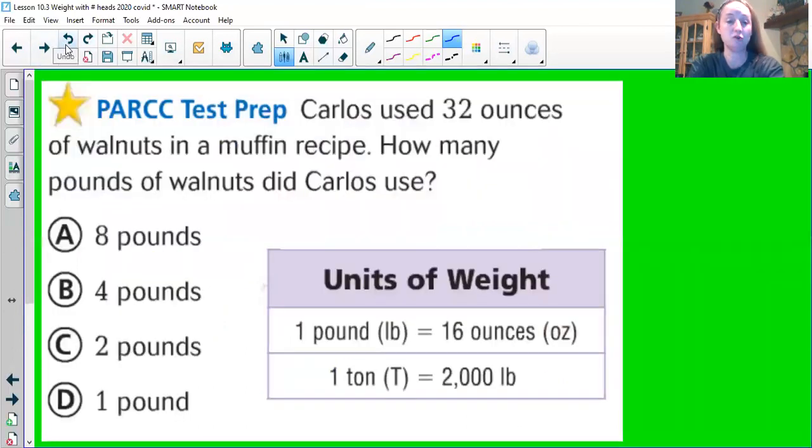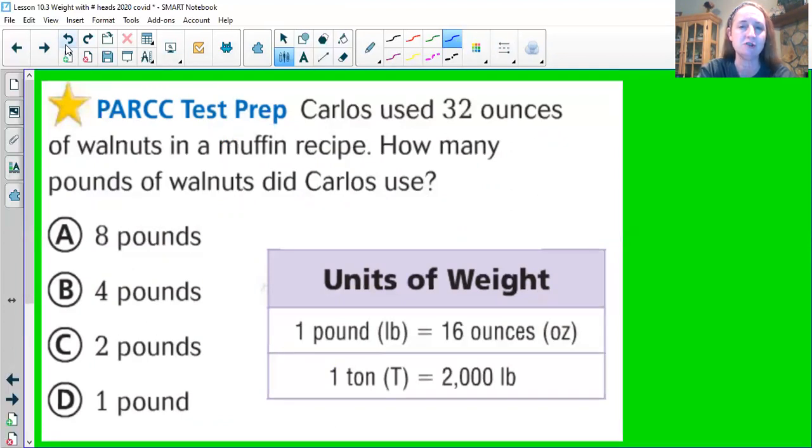Now this is a multiple choice, so I want you to do your best to try to do this one on your own. So if you press pause and try it out in your spiral, then when we go over it together, you can check and see if you got it right on your own. Okay, let's go ahead and read it. It says, Carlos used 32 ounces of walnuts in a muffin recipe. How many pounds of walnuts did Carlos use?